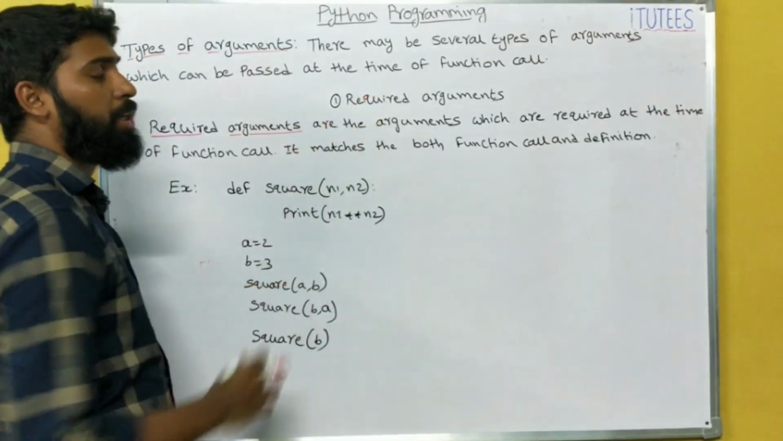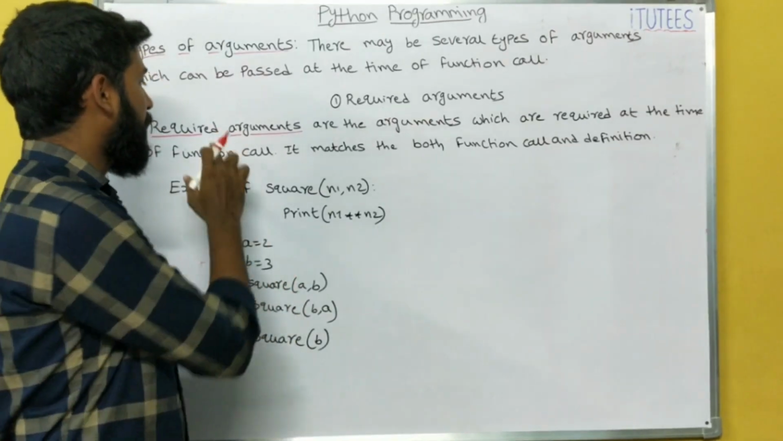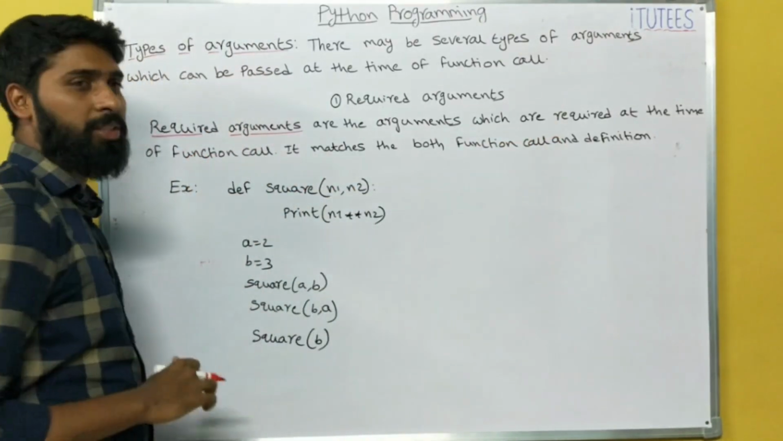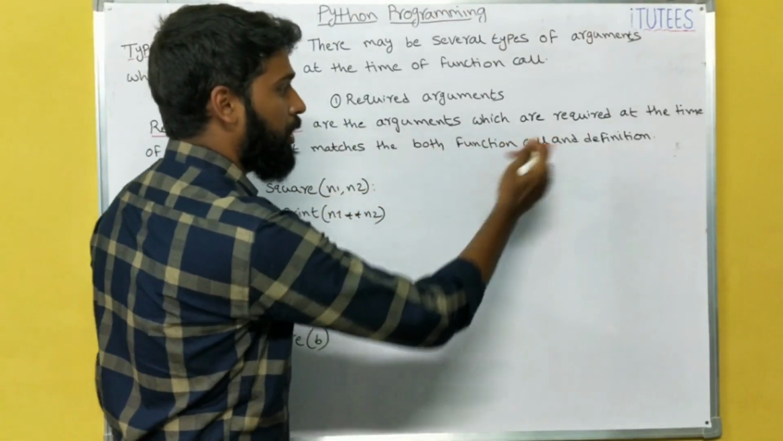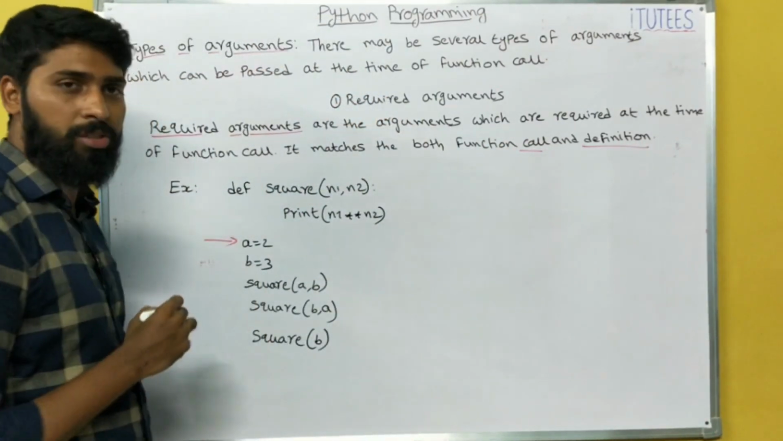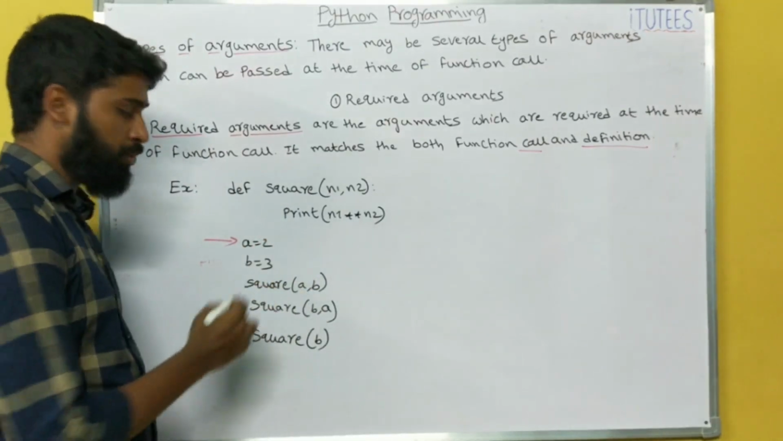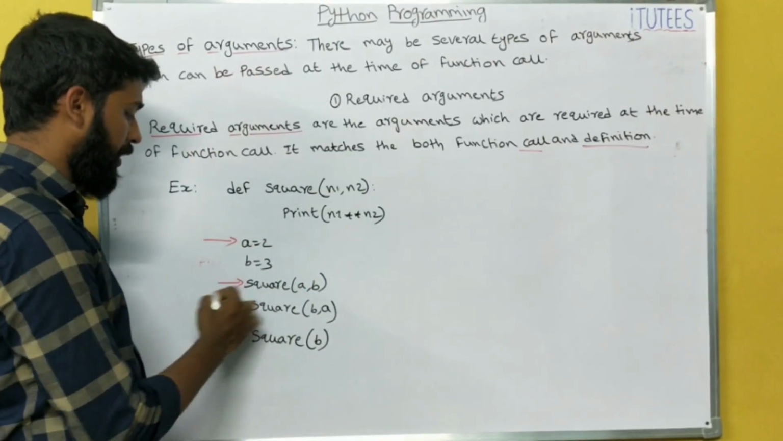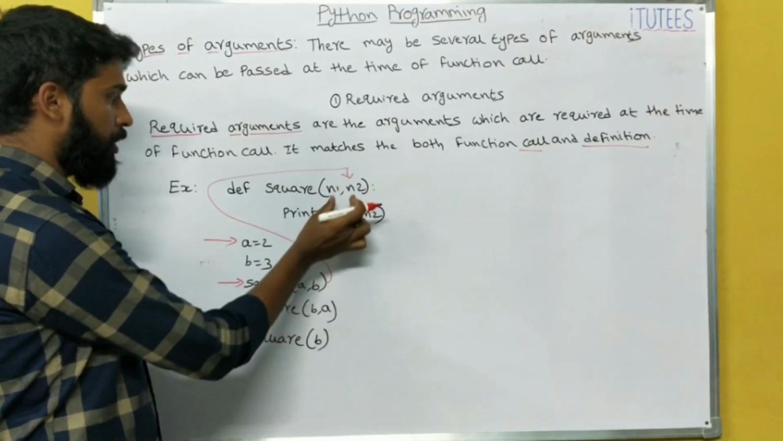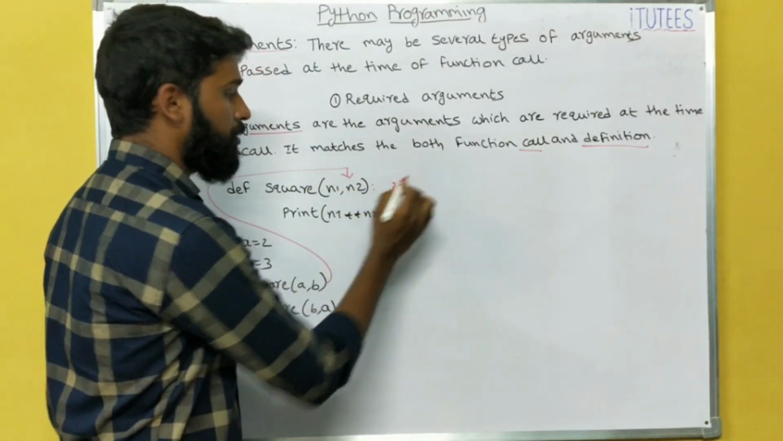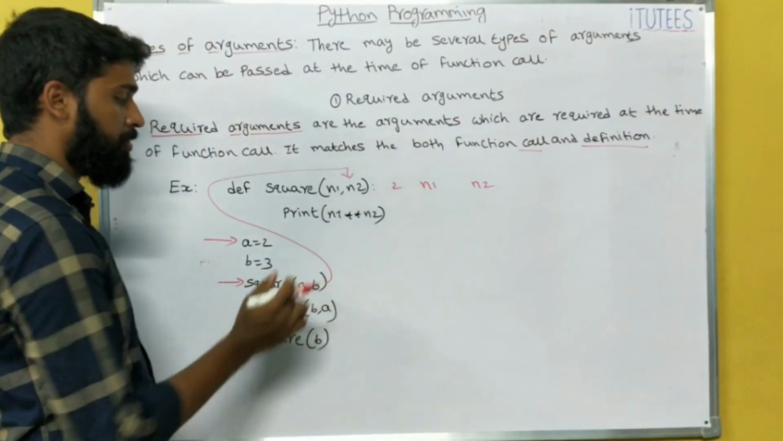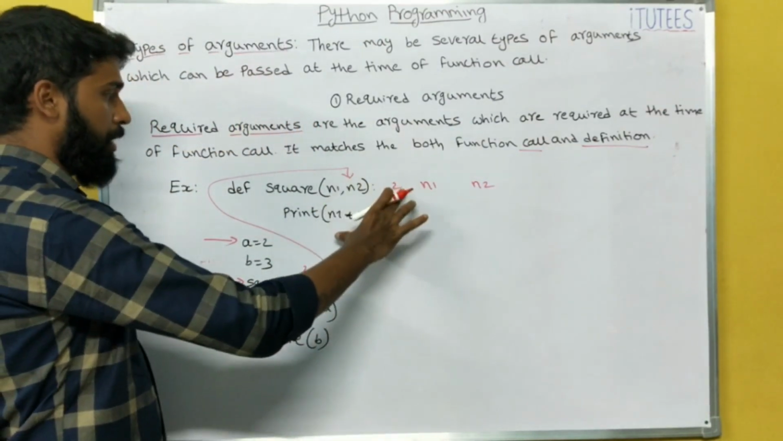Now let us see what required arguments are. Required arguments are the arguments which are required at the time of function call. They match both the function call and the definition. The execution starts from here. a equals 2, b equals 3. I am calling the function square, square a comma b. How many arguments are in the function definition? 2 arguments, n1, n2. And how many arguments are we passing? 2. So these two match.